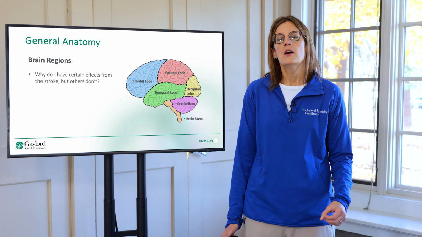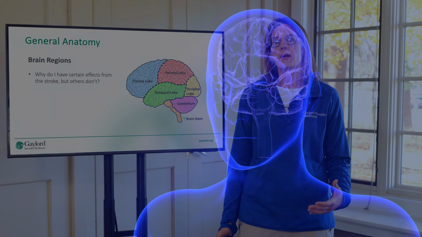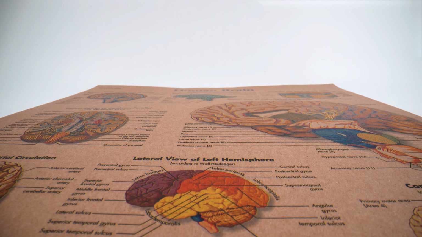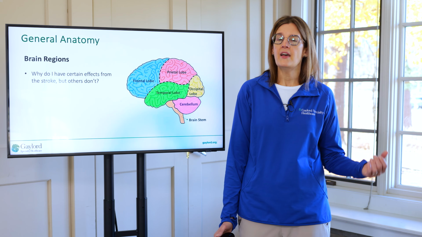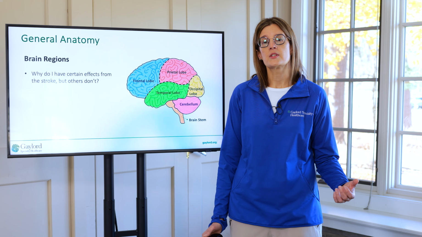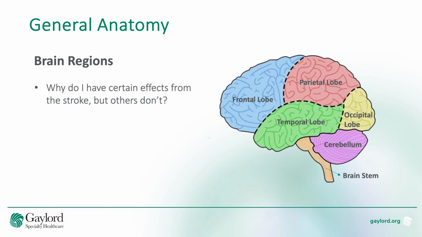But first, to understand that the brain is comprised of two hemispheres, right, or two halves. And so to understand, of course, that a stroke that occurs in the left half of your brain will affect the right side of your body, right, and a stroke that occurs in the right half of your brain will affect the left side of the body.